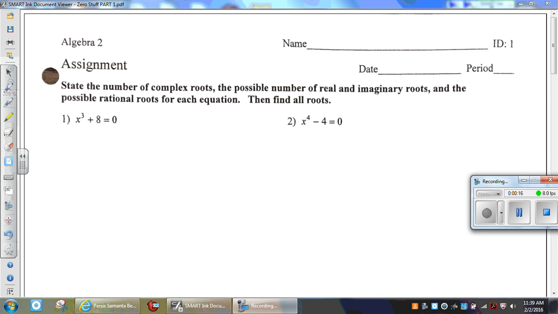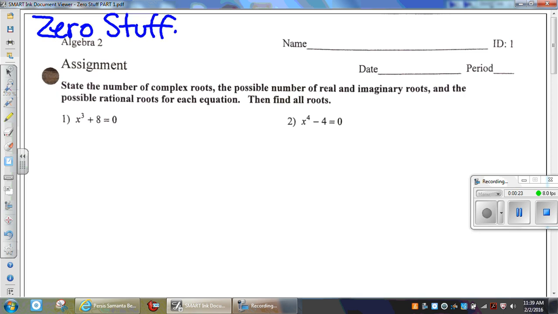And so we're going to call it zero stuff. That was Taylor's idea. She came here before class and she asked me, Miss, are we going to do zero stuff? And I said, yes, we're going to do zero stuff because it's all related to zeros.